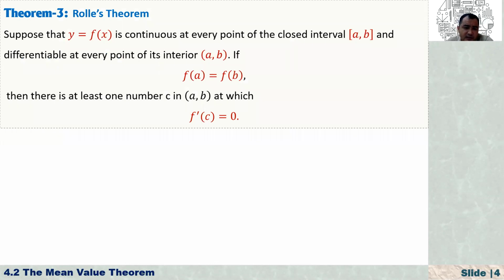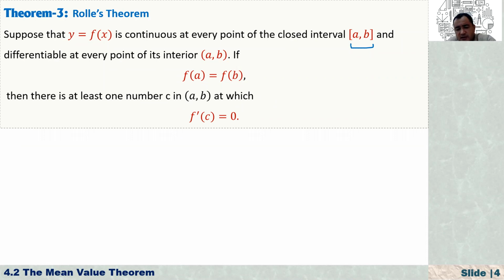Rolle's theorem says that if we are given a continuous function over a closed interval, suppose that y equals f of x is continuous at every point of the closed interval AB. So if you pay attention here, our interval is the closed interval AB. And differentiable at every point of its interior. At interior points, it is a differentiable function. And f of a is equal to f of b. Then there is at least one number c in AB at which f prime of c is equal to 0.